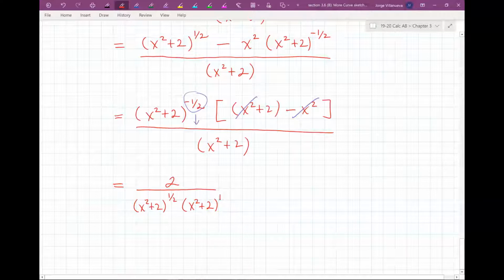So what does that equal to? 2 over x squared plus 2 to the... What do you do with those powers? You add them, right? So what's half plus 1? 1.5 or 3 halves. There's my first derivative. The second one's a little easier. But that's my first derivative.